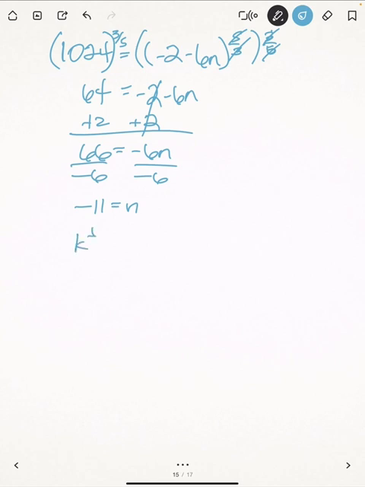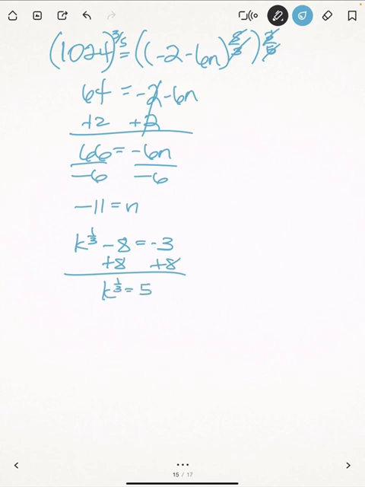We have k to the 1/3 minus 8 equals negative 3. All right? This time I have this negative 8 that's not a part of the k to the 1/3 expression, so we have to move that first. We're going to add 8 to both sides because the opposite of negative 8 is positive 8, and be left with k to the 1/3 equals 5.